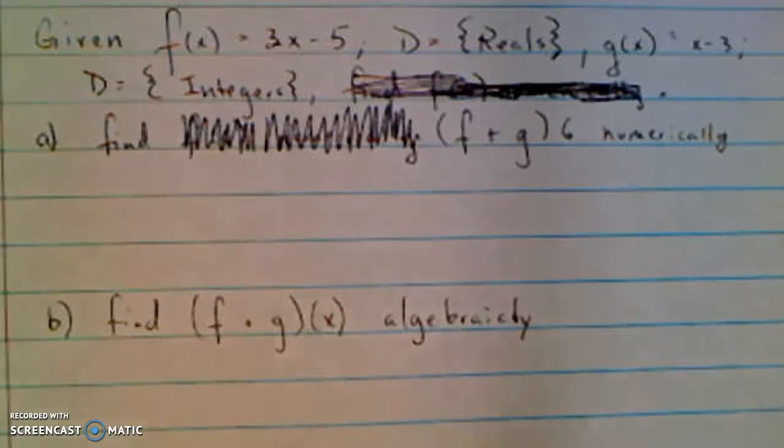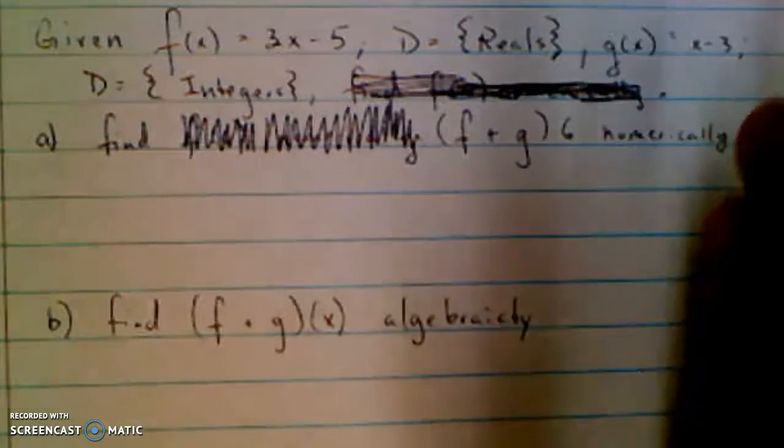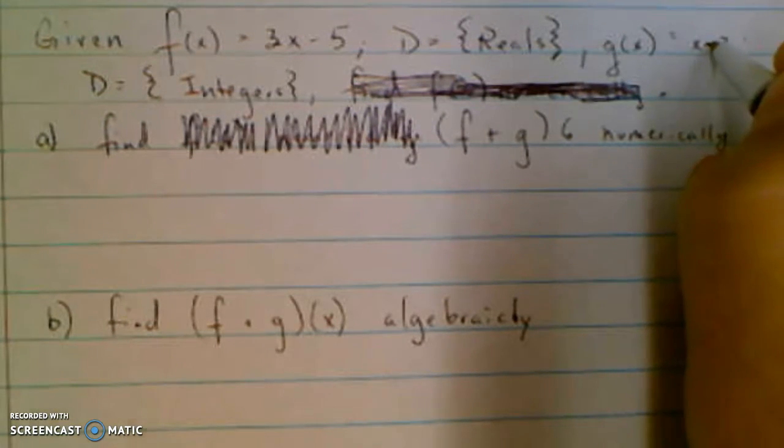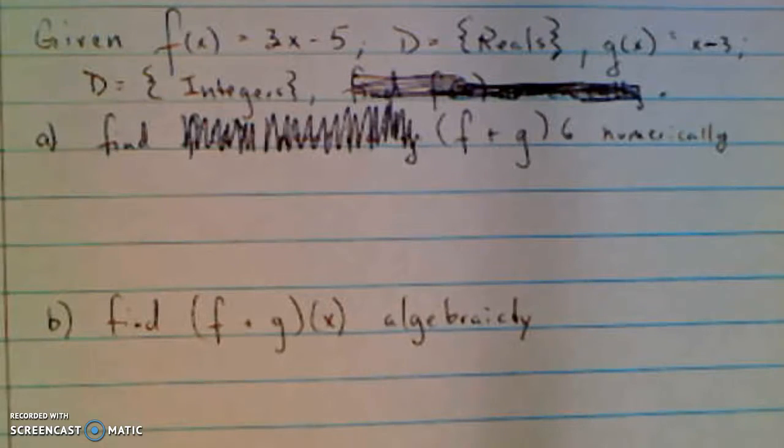Okay, so top example. They give you f of x equals 3x minus 5, g of x equals x minus 3. You may not be able to read that on the board. And for the most part, I'll say this: D, what does D stand for? Anybody know? Domain.